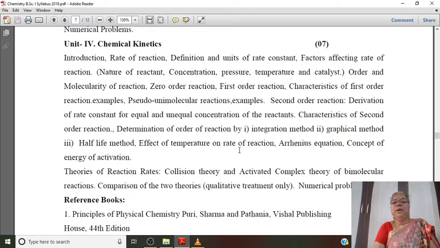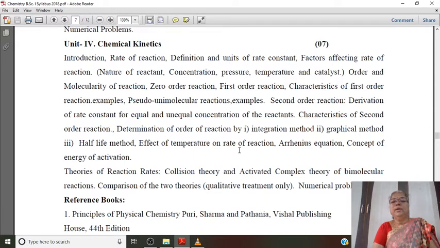Then the next point, order and molecularity of a reaction. Then zero order reaction, first order reaction, characteristics of first order reactions, and examples. Then the next point that you are going to learn is the pseudo unimolecular reactions and their examples.